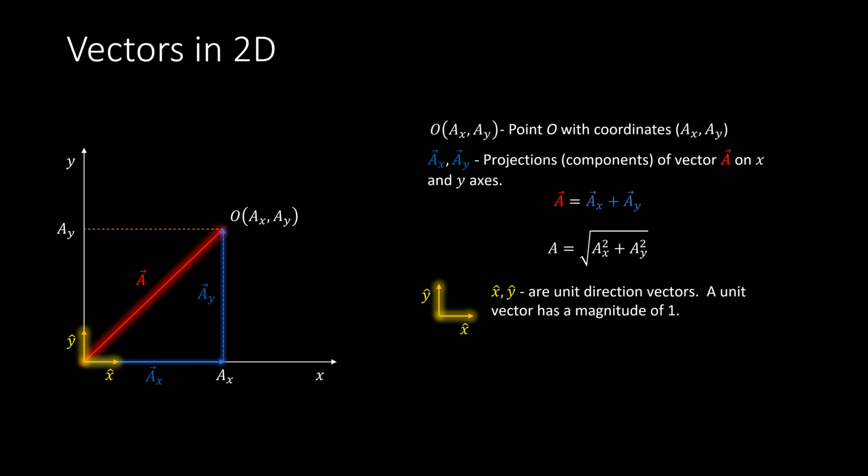Other vectors can be specified by using unit vectors. In our example, we can write vector A_x as a product of the magnitude of vector A_x and unit vector x hat. And vector A_y can be specified as a product of the magnitude of A_y and unit vector y hat. With these two expressions, we can rewrite vector A in terms of two components, as in the following example.